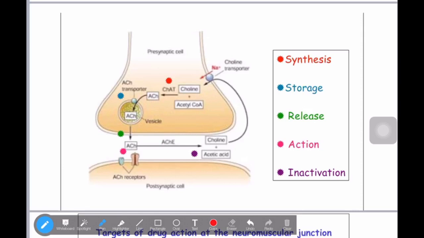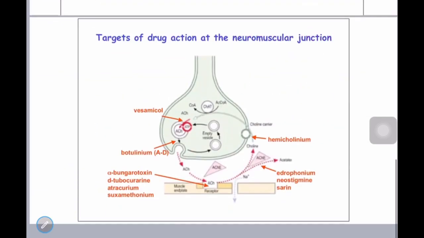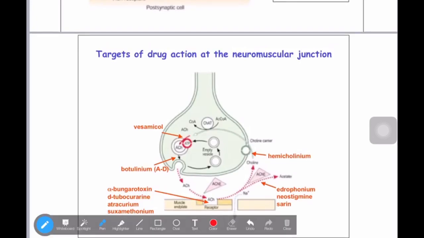Now let's learn which drugs inhibit certain steps in the synthesis of acetylcholine. We are just going to read about a few main drugs. The reuptake of choline into the presynaptic cleft is blocked by hemicholinium. We can also call it hemicholine or hemicholinium. The drug name is hemicholinium. That is one drug done.